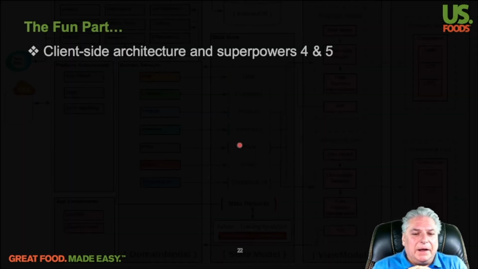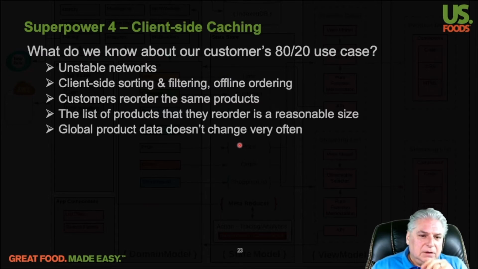So let's get to the fun part now, and that's really Superpowers 4 and 5 that we'll talk about. So let's kind of just circle back around real quick, just to remind ourselves about the 80/20 use case we have. Unstable networks, right? So we want to build something that's not going to be a real heavy lift on the client in terms of network. We want to be able to do client-side sorting, filtering, and even ordering offline. Again, you go into the freezer and you need to order something, and maybe you don't have good internet in the freezer. You want to still be able to place that order and get through that.